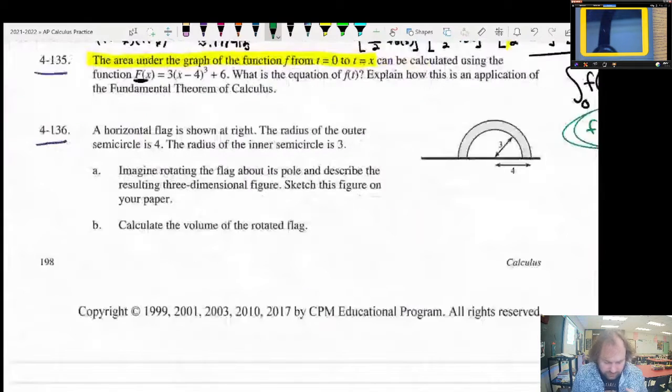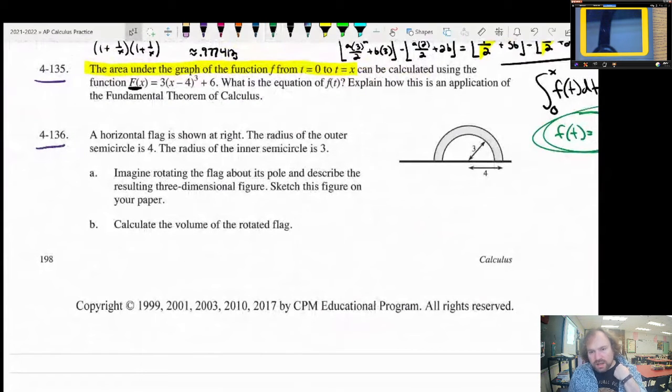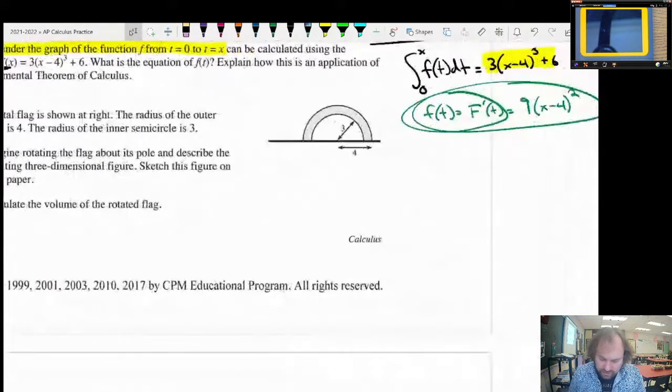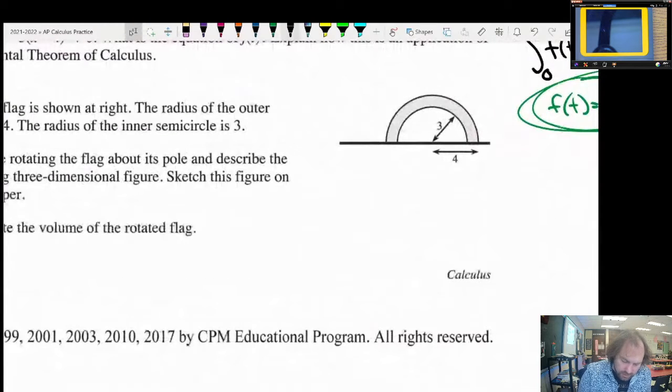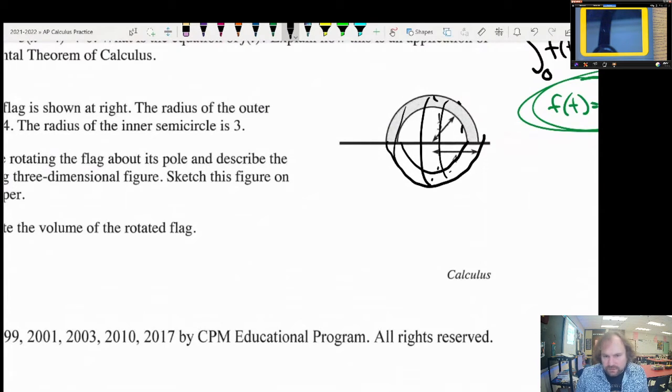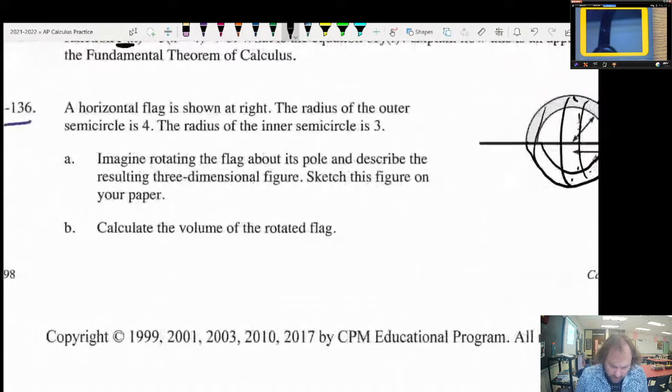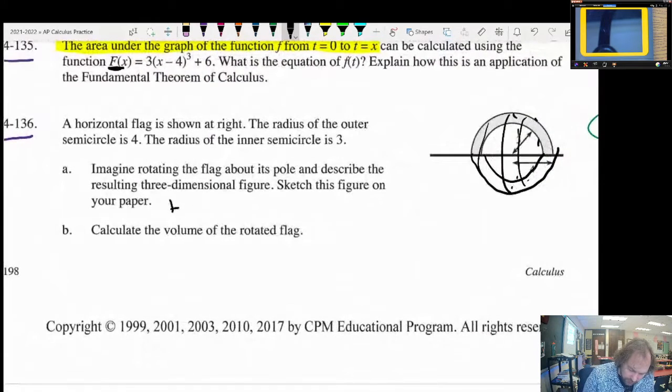We have one of these horizontal flag problems here with 136. We're going to take that thing and we're going to rotate it around that flag there. What's going to happen here if you do that, you're going to have something like a Kinder Joy egg or a chocolate shell thing. You're going to have a sphere within a sphere, like a candy shell. That's what it's going to look like. As far as describing it goes, it's going to be a hollow sphere.